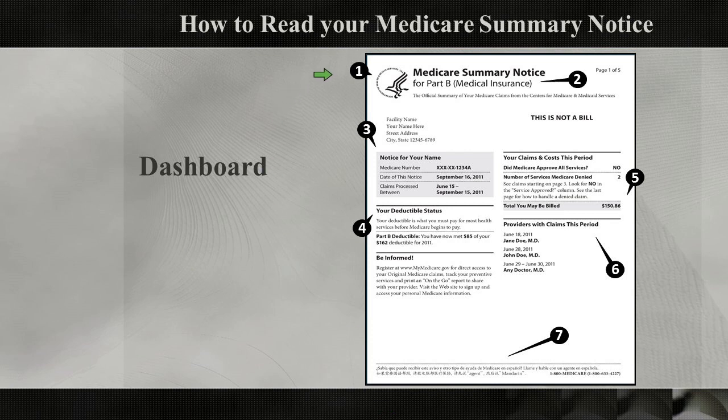The first page of your Medicare summary notice will always be your dashboard. In the top left-hand corner of the page, you will see the official Department of Health and Human Services logo. Also indicated at the top of the page is the part of Medicare the notice covers. In this instance, this Medicare summary notice concerns Part B, or medical insurance.